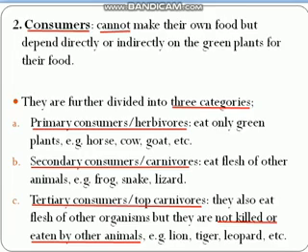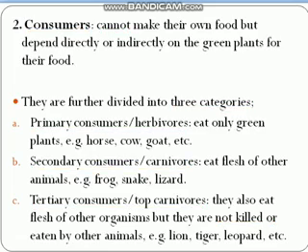These are the carnivores, that means they eat the flesh of other animals. But these secondary consumers are killed and eaten by other animals as well. But जब हम tertiary consumers की बात करते हैं, these are called as top carnivores. These are also carnivores, that means they also eat the flesh of other animals. But these tertiary consumers or top carnivores, they are not killed or eaten by other animals. So this was about the consumers.